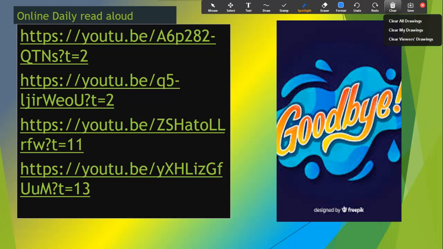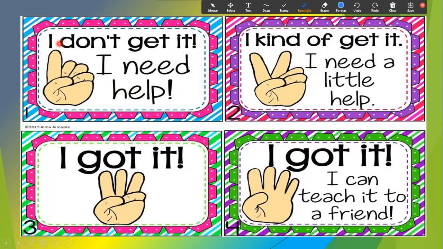If you don't understand anything, you can tell me. Please use our Marzano chart. If you don't understand, just give me 1. If you need help, give me 2. If you got it, give me 3.